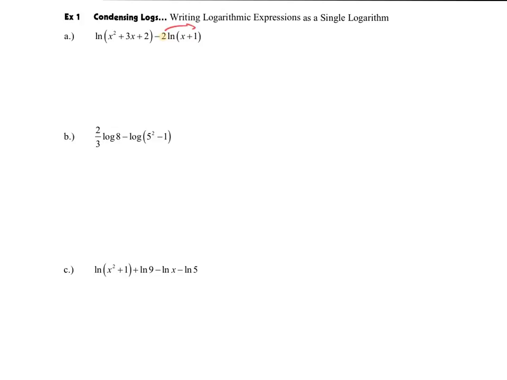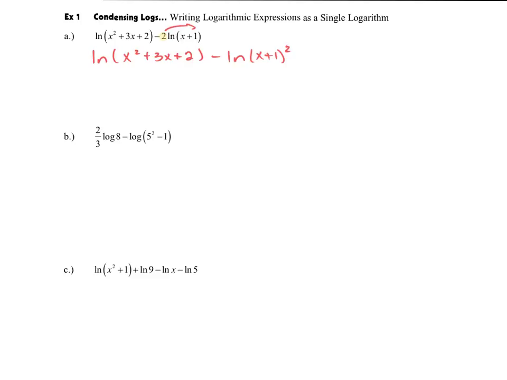So I'm going to rewrite this particular problem as the natural log of x squared plus 3x plus 2, minus the natural log of (x plus 1) squared. Now remember, this does mean x plus 1 times x plus 1 with that exponent. That is going to come into play in just a little bit here.